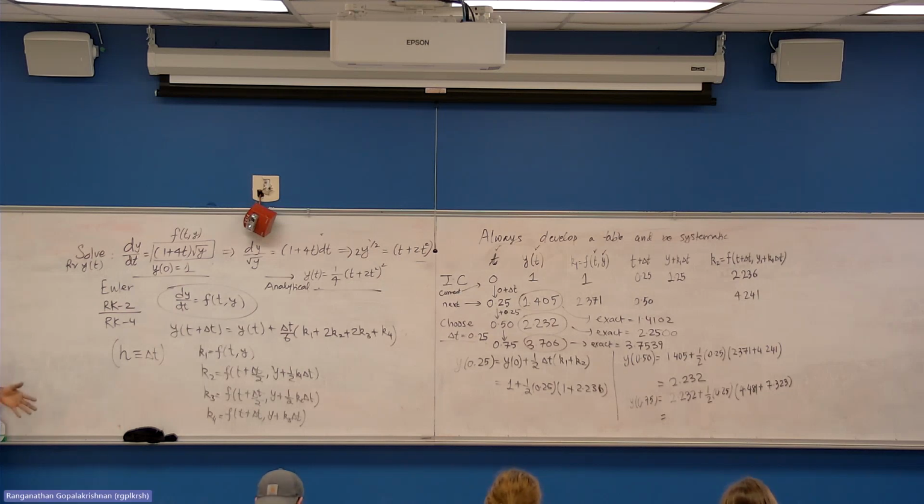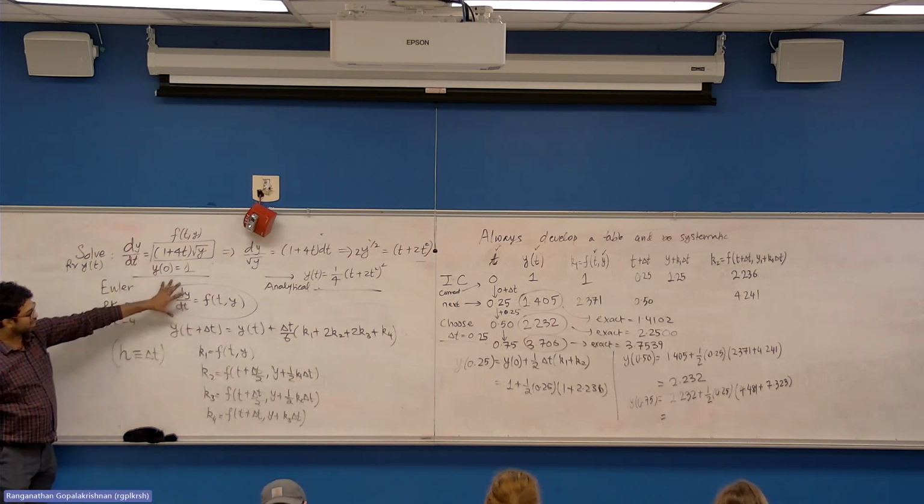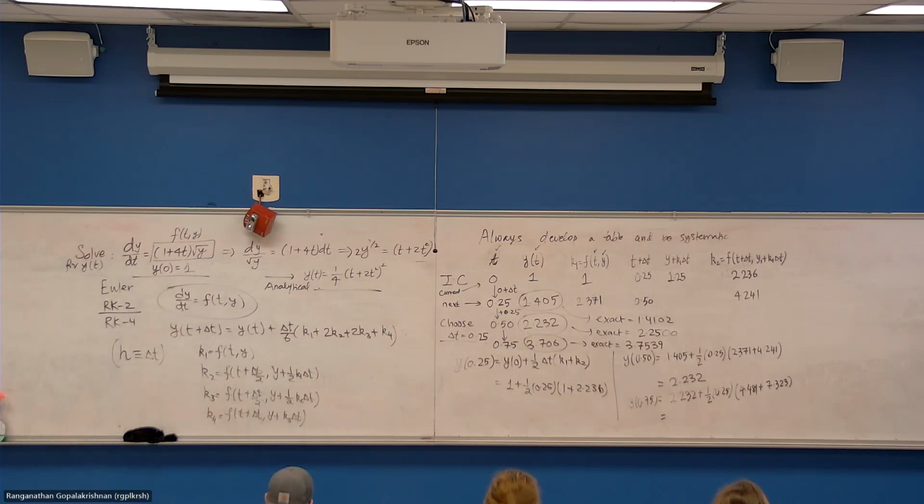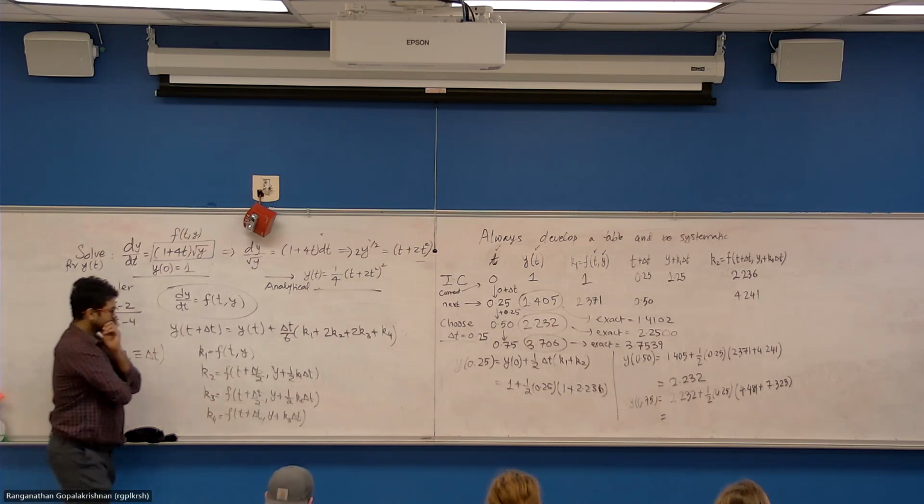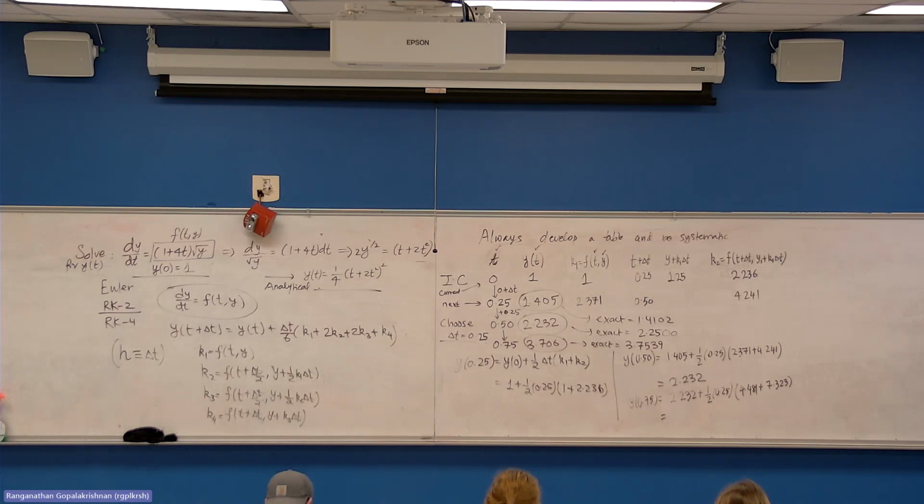So you might get a problem both on Tuesday as well as in the take-home final to use Runge-Kutta method and solve either a first order or second order ODEs. Okay, all options are on the table. And this is equation 25.40.